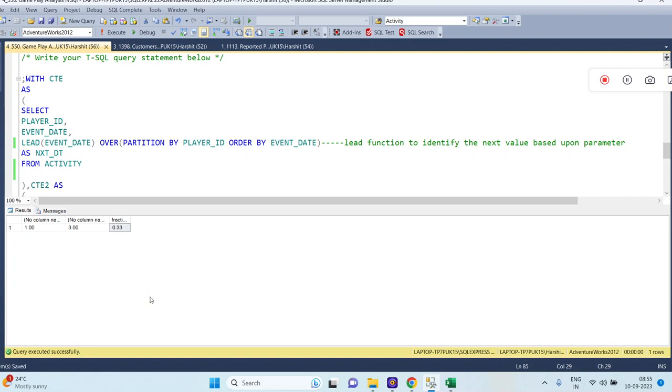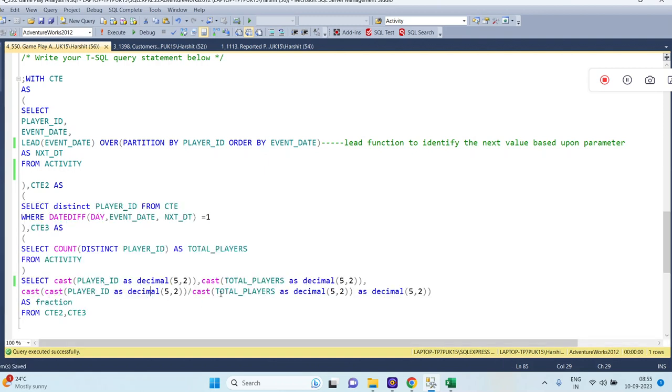1 divided by 3. The total number of players we have written over here in the division, and those players whose event date is the next event date from the first event date, right? So the difference should be only one. So this should be our output.